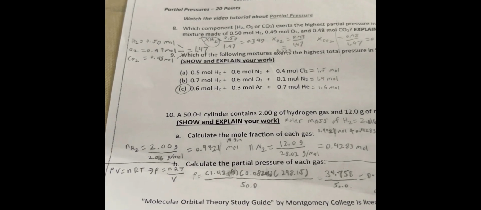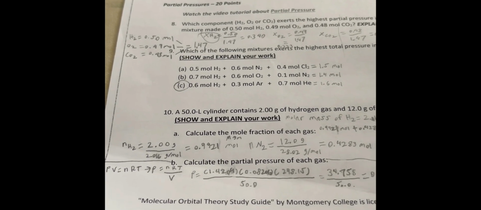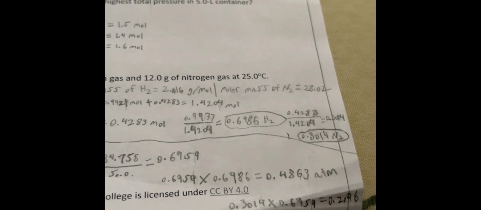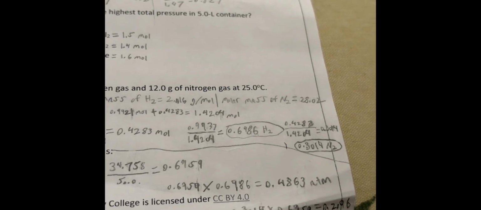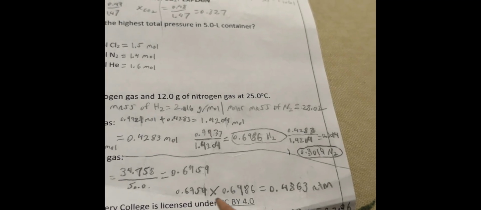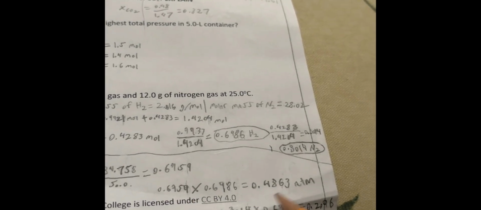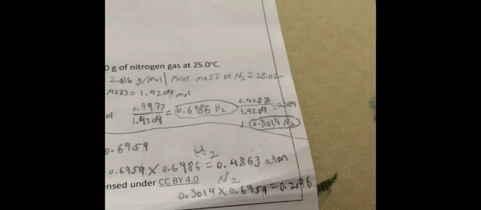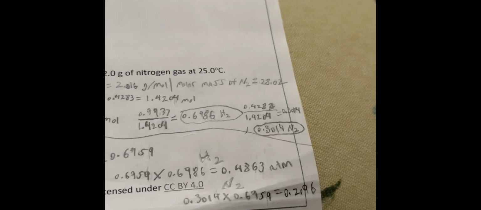And to find the total pressure using the ideal gas law, we will plug in our values, and the equation will come out to be 1.4204 times 0.08206 times 298.15 over 50, which comes out to be 0.6959 atmospheres. And to find partial pressures, we will multiply the value that we had just calculated times the mole fraction value. So for hydrogen, it will be 0.6986 times 0.6959, which equals 0.4863 atmospheres. For nitrogen, it'll be 0.3014 times 0.6959, which comes out to be 0.2096 atmospheres.